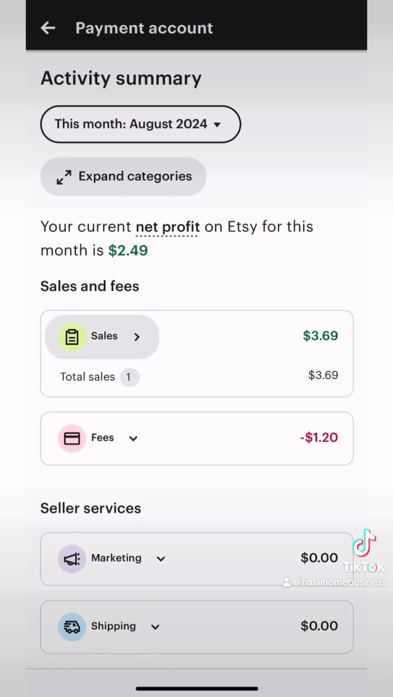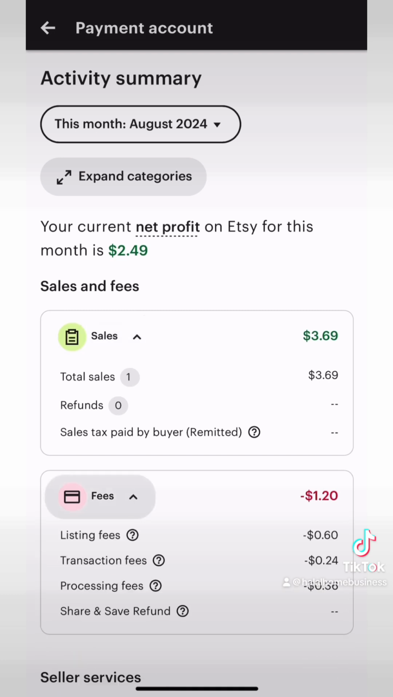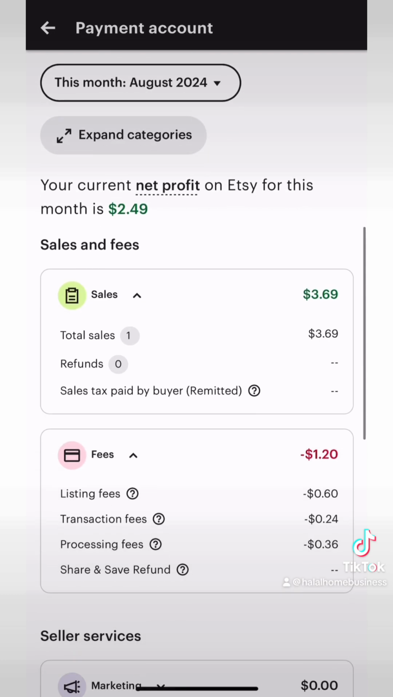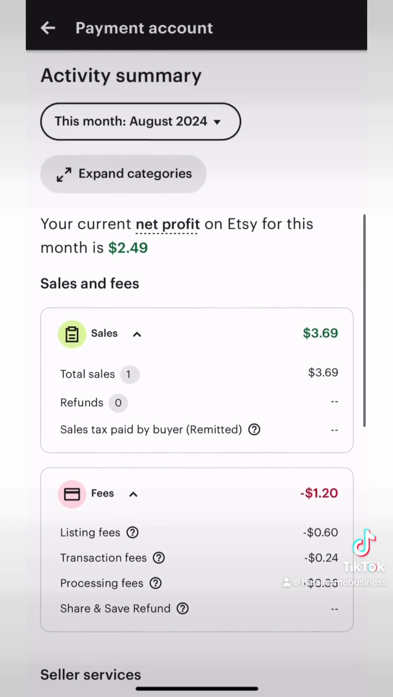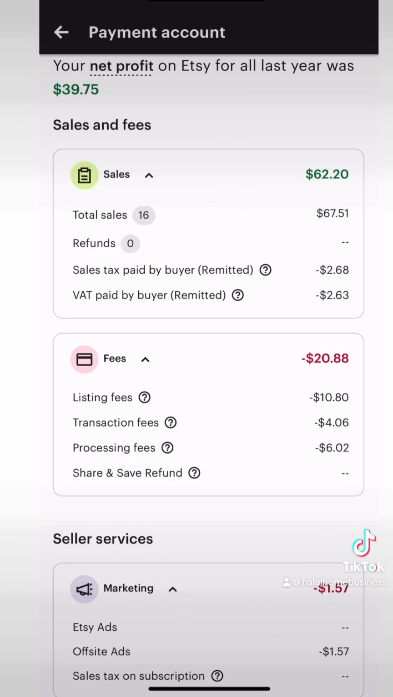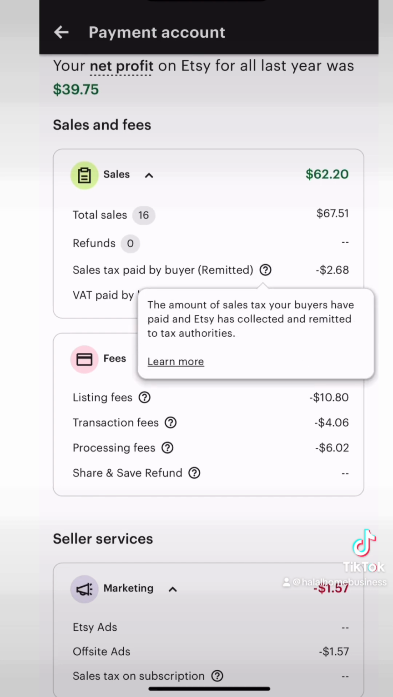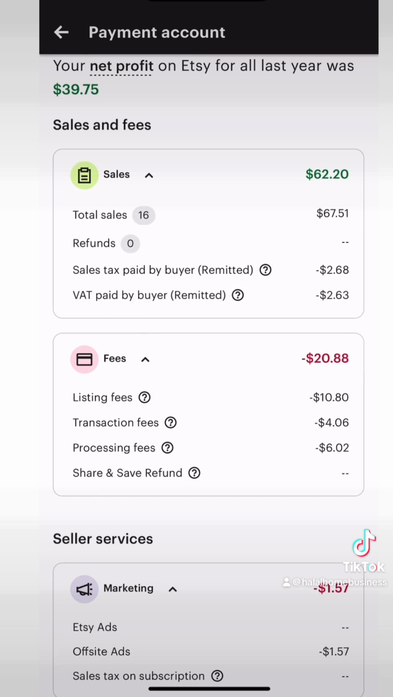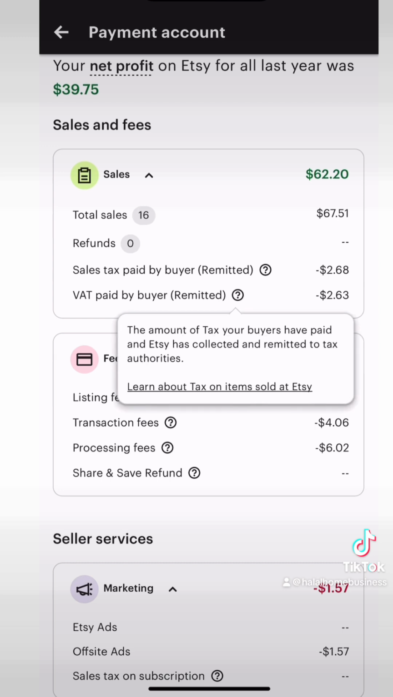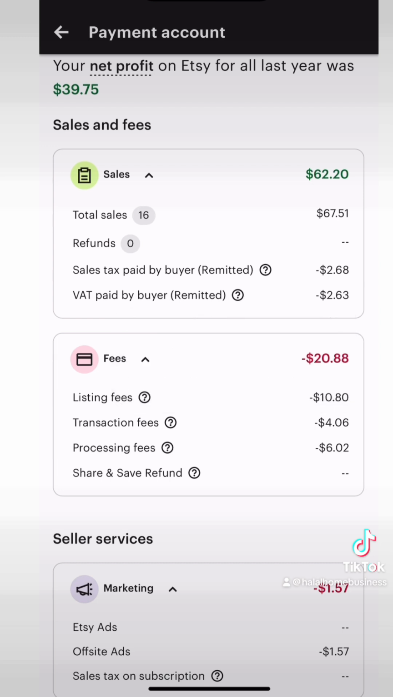So we can see that from one book that was $3.69, it cost $1.20 just on this platform, and I only net $2.49 because of the listing fees, transaction fees, and processing fees through Etsy. So I'm going to show you another example, which was a yearly profit of $39. So here you can see the taxes that Etsy took and paid.